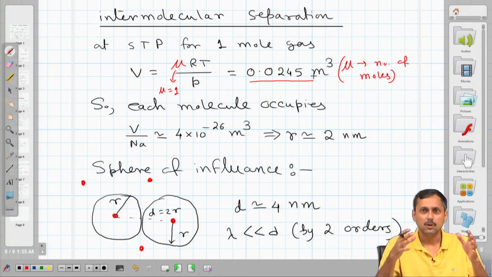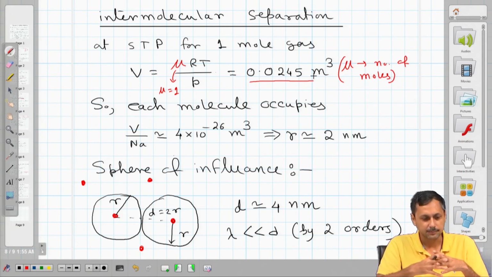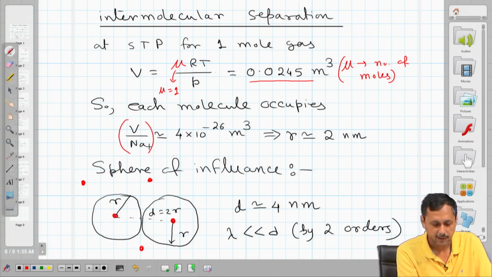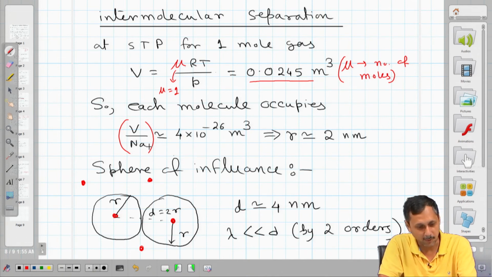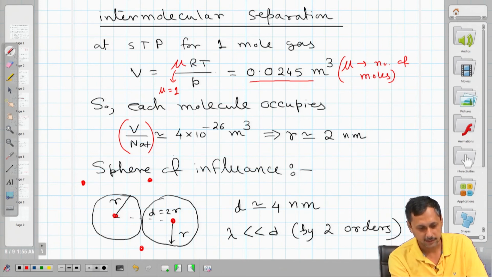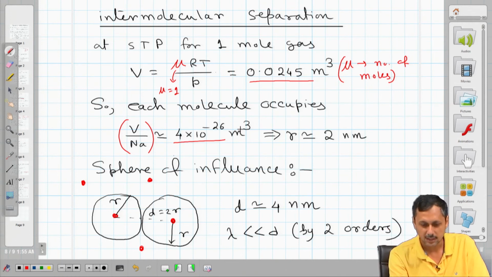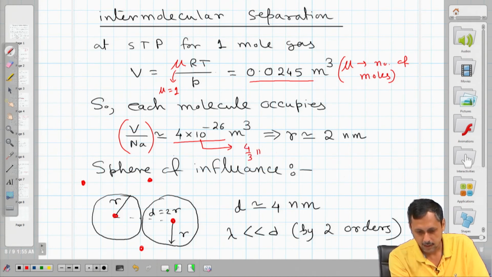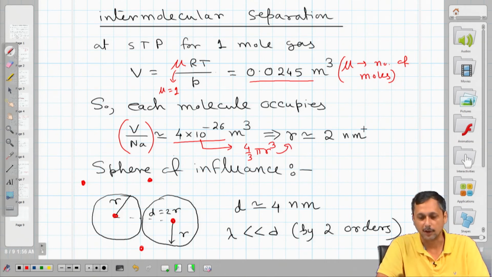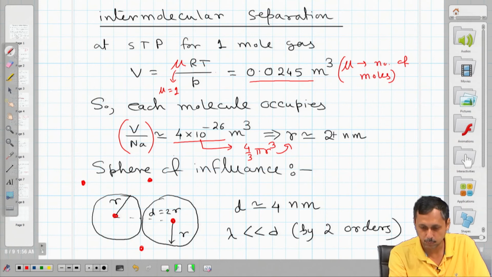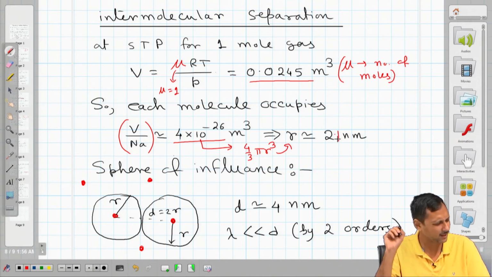Now, each molecule occupies how much volume? V divided by Na. Na is the number of molecules that we have inside 1 mole of an ideal gas, right. So, per molecule the volume occupied is this, which is given by 4 into 10 to the power minus 26 meter cubed, which if I just apply a 4/3 pi r cubed relation, this gives you an r is equal to 2 nanometer roughly. Actually, it should be 2.1 nanometer if I am not very wrong, but it does not matter, 2 is also okay.